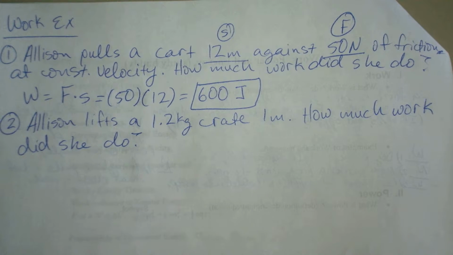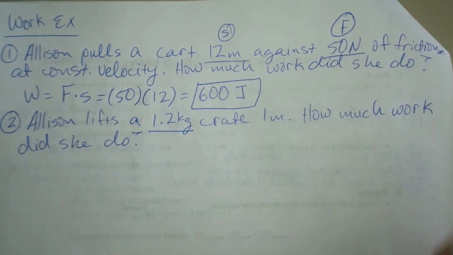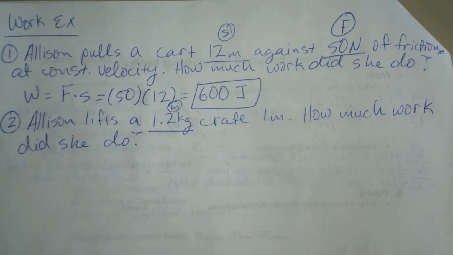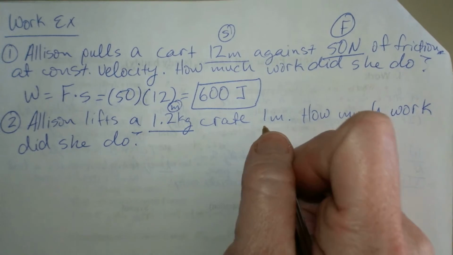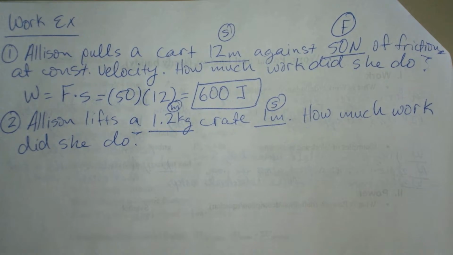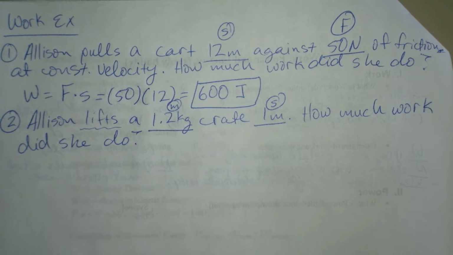Okay, so in this case, Allison lifts a 1.2 kilogram crate 1 meter. How much work did she do? Okay, so I have 1.2 kilograms, which is mass. That is not a force, that is a mass. And I have 1 meter, which is a displacement. So she's lifting it, right? Lifting it. So that means she's working against gravity. So I have to calculate Fg, okay?